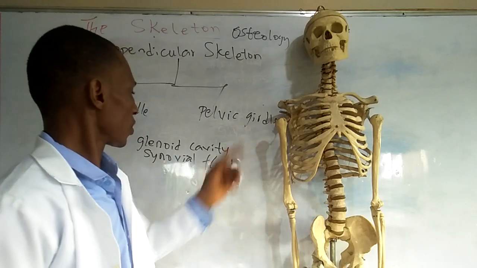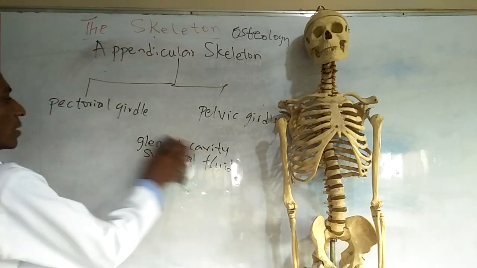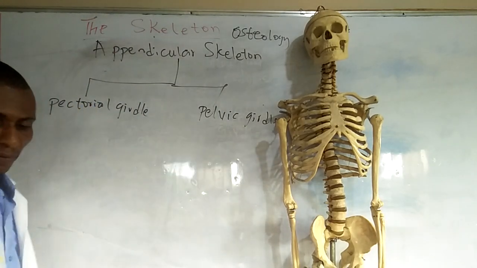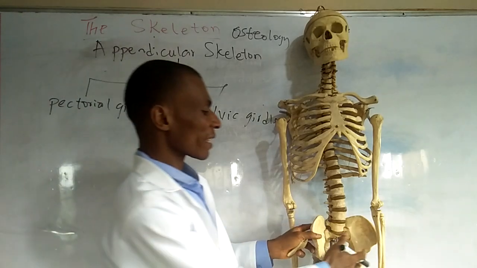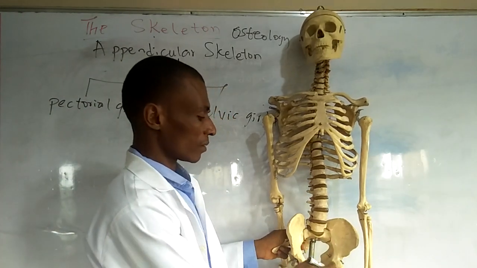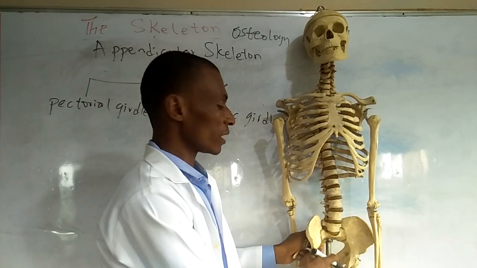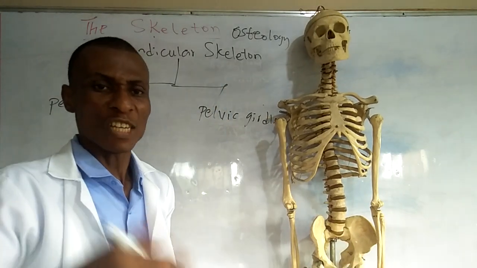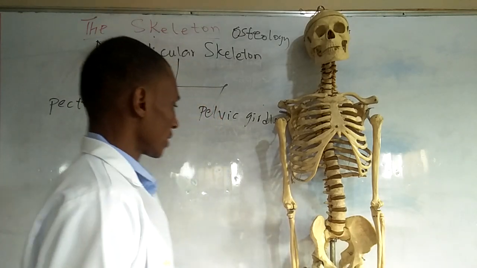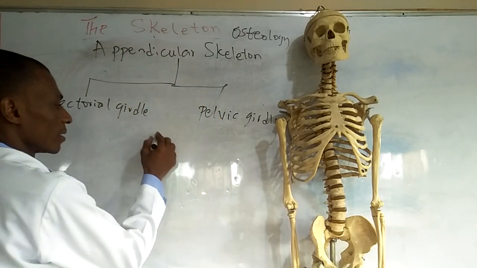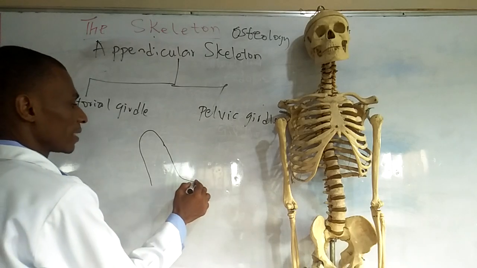Here we also have the pelvic girdle. The pelvic girdle fuses to form the waist bone we know, which is known as the innominate bone. In structure, we have to make a little sketch of the pelvic girdle.